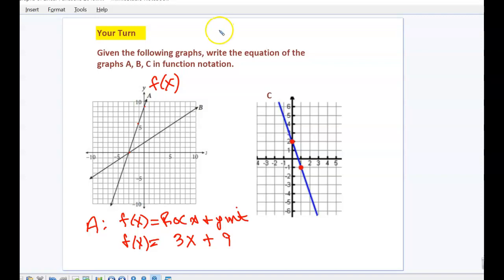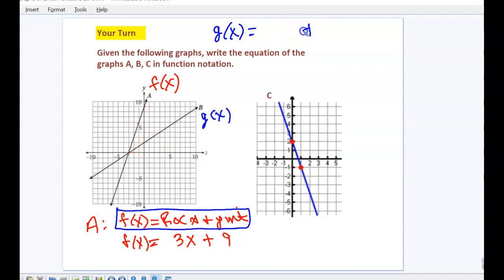Okay, our second graph we'll call g of x, and that will be graph B. This will be g of x. Again, we're going to be plugging into the same equation. So my y-intercept for that one is plus 2. And my rate of change, that looks like it's crossing a corner there. I'm going over 1, 2, 3. I'm going up 2, so it's going to be 2 over 3x plus 2.